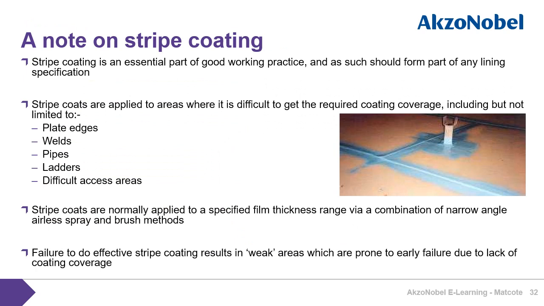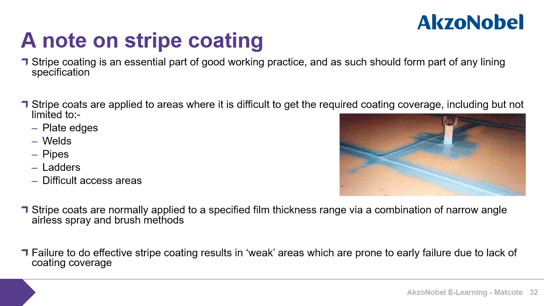As with any protective coating system, stripe coating is an essential part of any lining specification. Stripe coat should be applied to all areas which are difficult to get the required coating coverage on through typical application methods such as airless spray. This includes plate edges, welds, pipes, ladders, and difficult access areas.